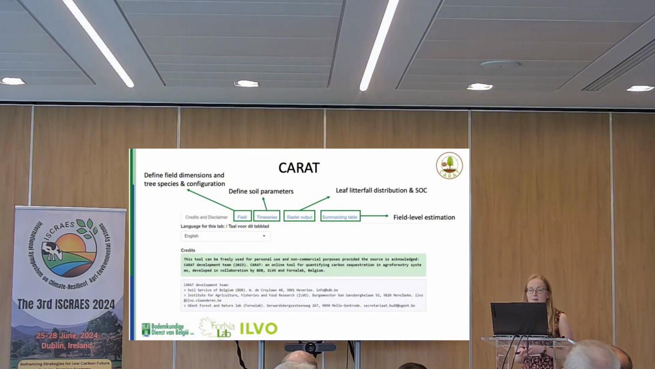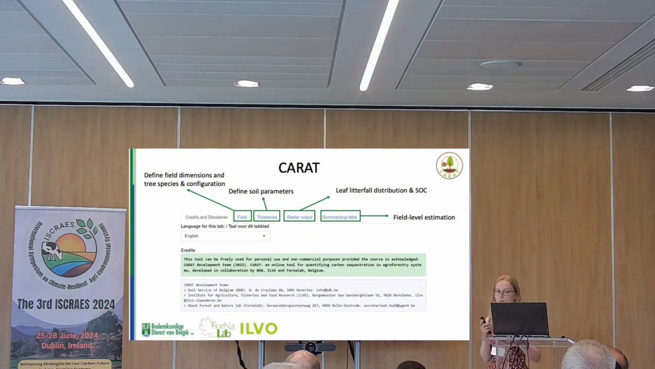In the second tab, you can define some additional soil parameters of your agricultural plot. Next, the raster output. Here, the leaf litter fall distribution and the soil organic carbon that was calculated by the model will be displayed. And lastly, you've got the summarizing table where you will get your field level estimations of all the calculations.